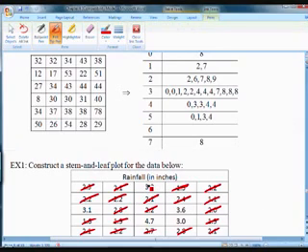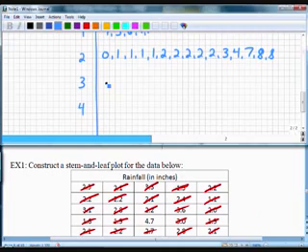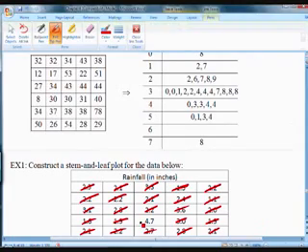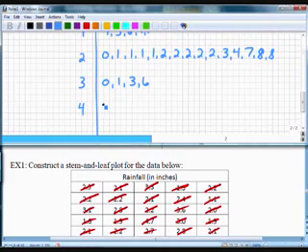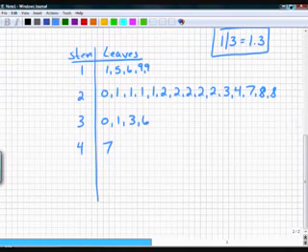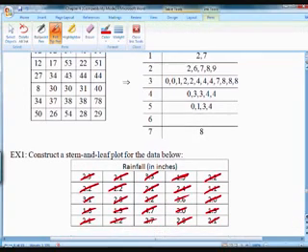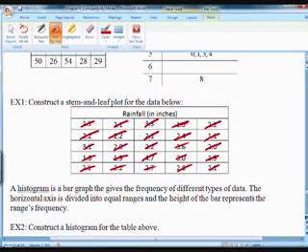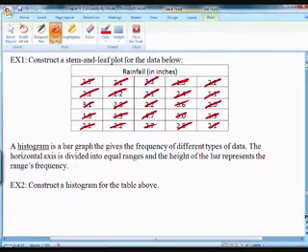3s. We have 3, 1, 0, 6. We can put those in order: 0, 1, 3, 6. And 4.7. There you go. There's your stem and leaf plot. That's it. Any questions about how to make a stem and leaf plot?